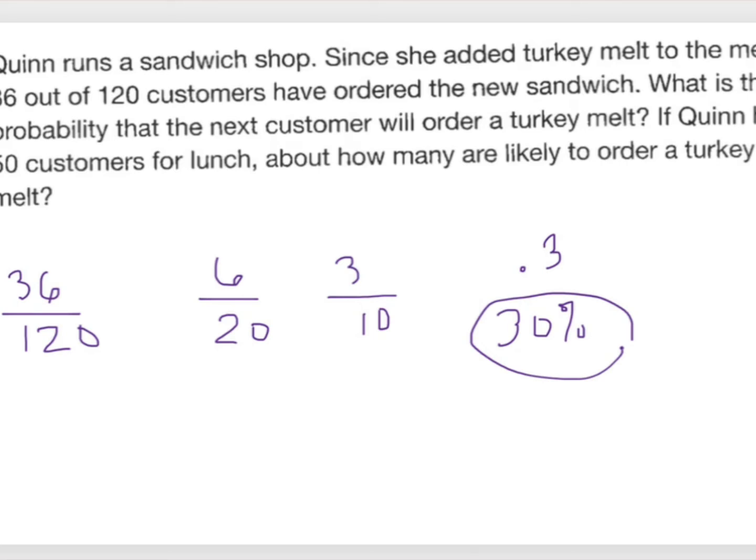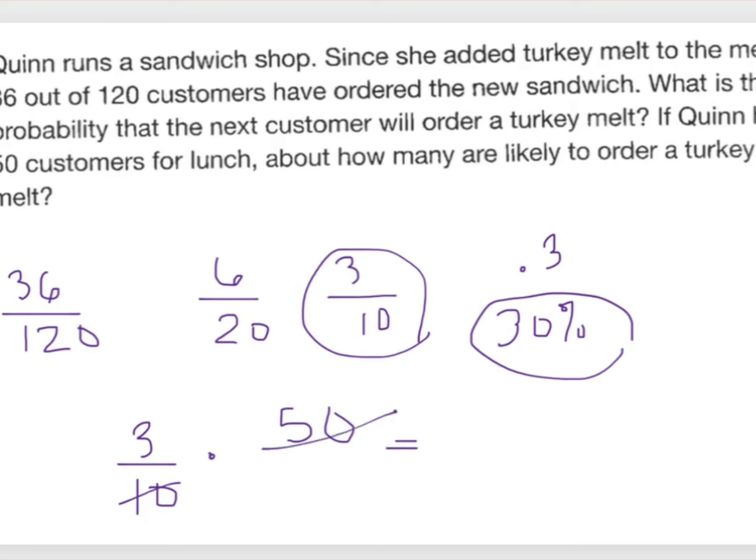Now you can see how important this is for somebody who is studying how much of a certain item she should have in stock. So if she, based on experience, has 30% or 3/10 of her customers that want a turkey melt, then she's going to take 3/10 and multiply by 50 customers, and she's going to make sure that she has enough materials on hand.